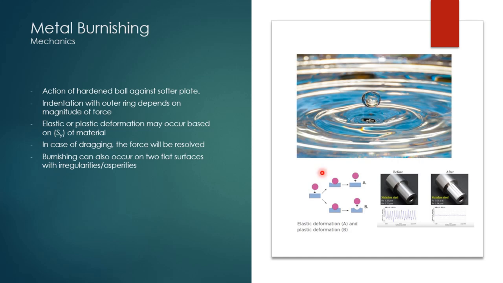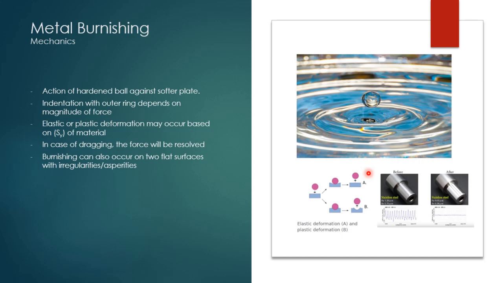Now if the force on this ball is small, and once we release this force, both the deformed surfaces of both objects will regain their original shape as dictated over here. This normal force is applied on the ball, which will cause some sort of indentation onto the workpiece surface. But if this force is too small, and when it is removed, the surface will regain its original shape. Okay.